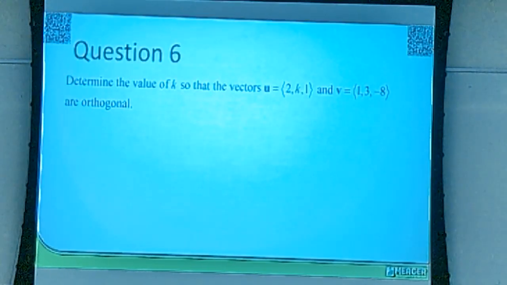If two vectors are perpendicular, what does that mean? They intersect at what? At one point. Well, vectors are only ever going to intersect at one point. No, right. They form a right angle. Which means the dot product is 0. So that's what we want: u dot v to be 0.